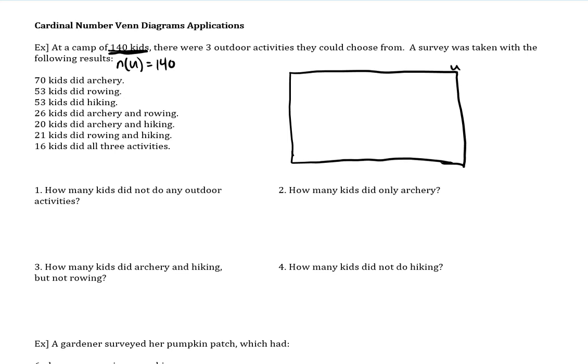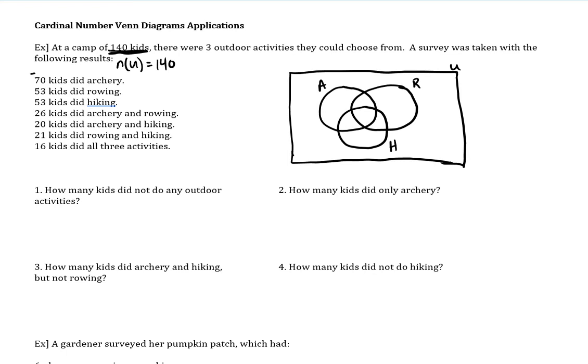Okay, and then I'm going to set up my Venn diagram rectangle, and looking at it, the 3 outdoor activities based on this list look like archery, rowing, and hiking. So I'm going to make 3 circles and label them archery, rowing, and hiking. We'll just use the first letter. All right, and with these problems, we just go through it one by one, like I did in the previous videos.